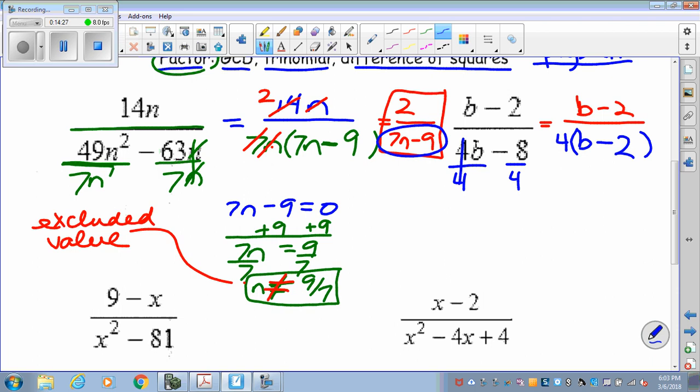All right, so now notice this up here, that's a factor, and this is a factor, and they're the same. So I can cross that out just like I would an n or a b or an x. But I can't have a denominator without a numerator. So my final answer there would be 1/4.